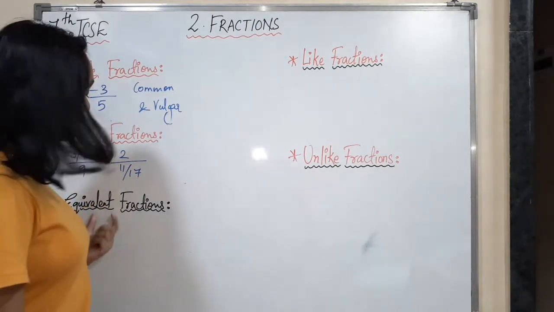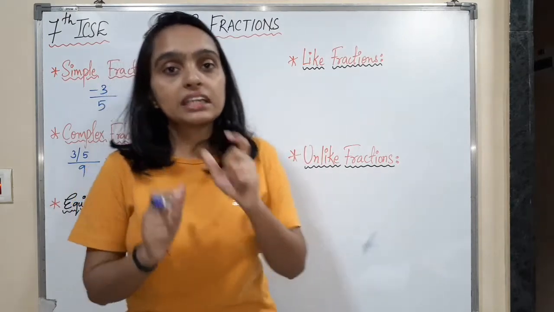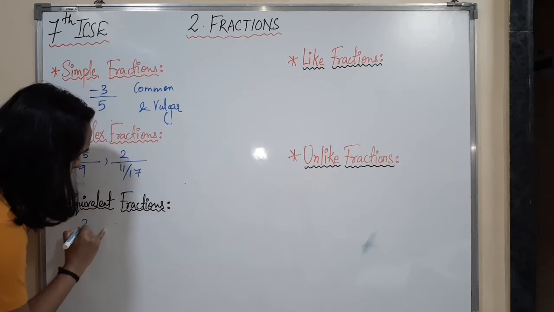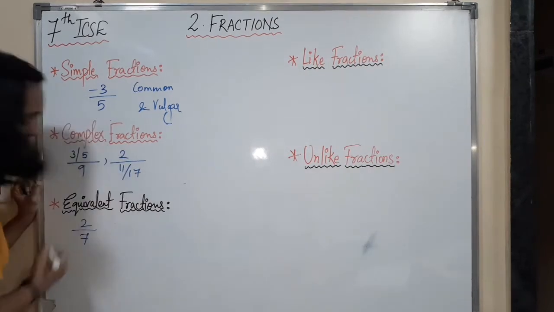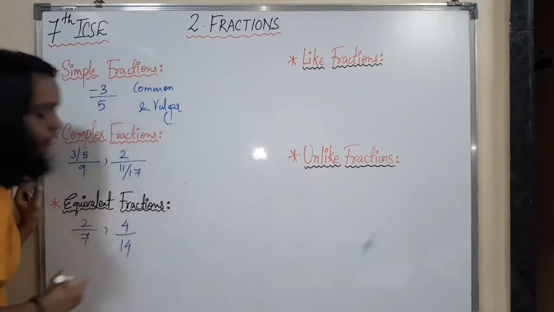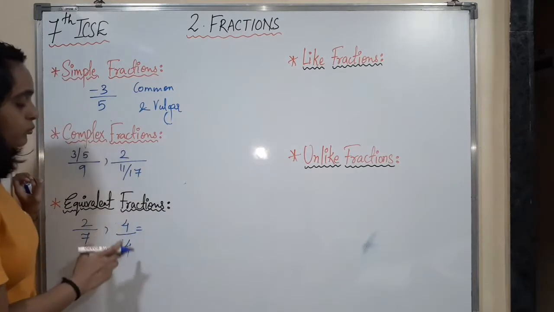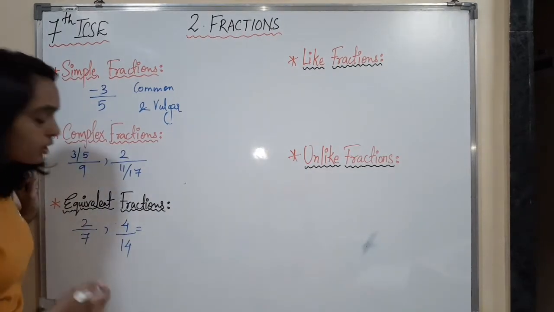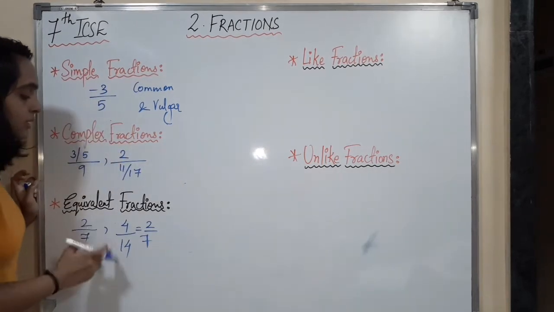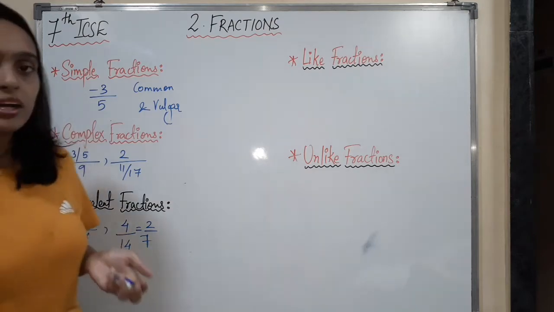Now, what are equivalent fractions? Equivalent fractions are the fractions with the same value. That is, if you have 2 upon 7 and 4 upon 14, 4 upon 14 can be reduced by dividing both numerator and denominator by 2. So again you will get 2 upon 7. So 2 upon 7 and 4 upon 14 are said to be equivalent fractions.